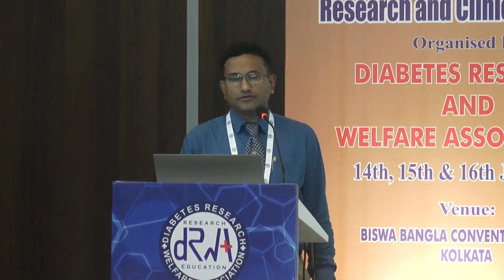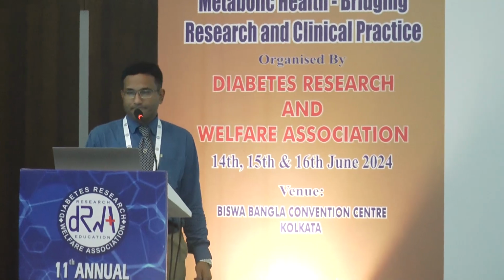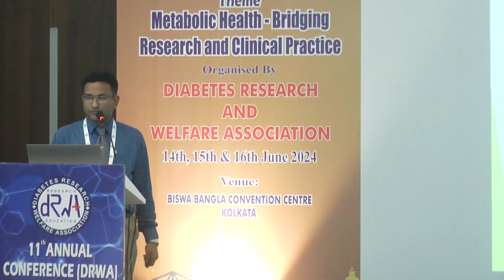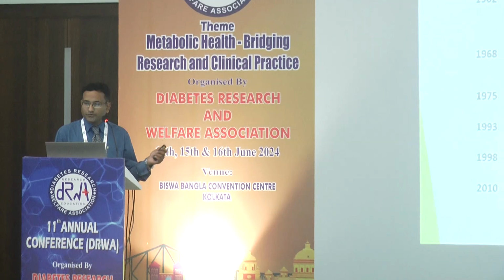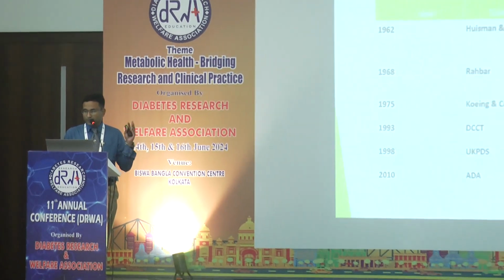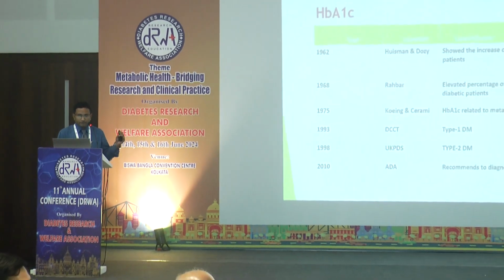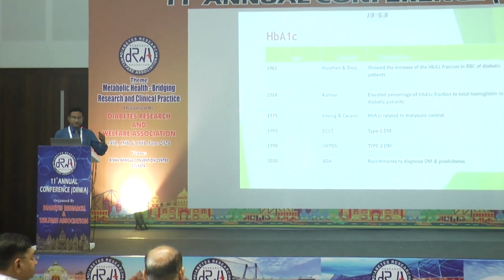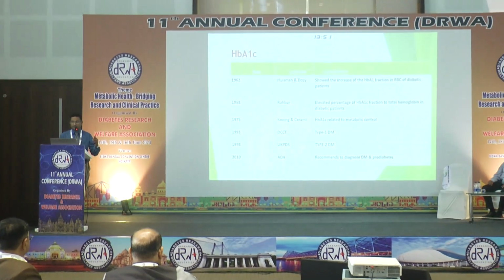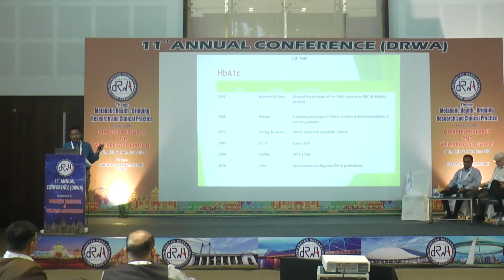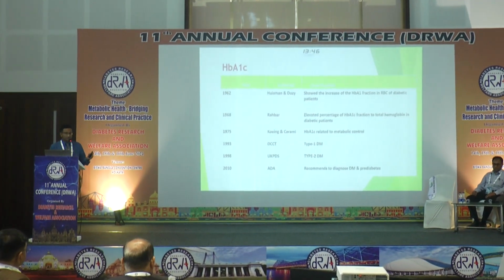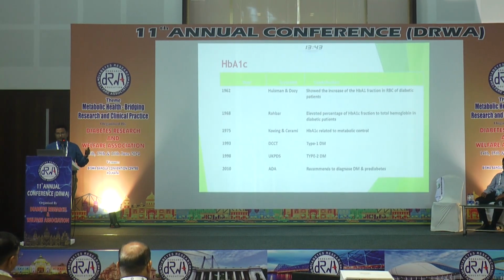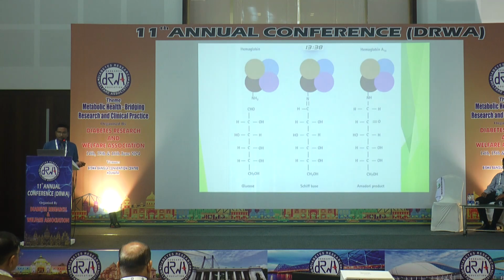So HbA1c has a central role in the management of diabetes. It derives from the reports of the major outcome studies throughout the different big trials. It starts in 1962, which showed an increased HbA1 fraction in the RBC of diabetic patients. From there is a gradual awareness and increasing detection of HbA1c-related metabolic control in 1975. DCCT and UKPDS used that in 1993 and 1998, and in 2010 ADA recommended HbA1c for the diagnosis of diabetes and prediabetes.